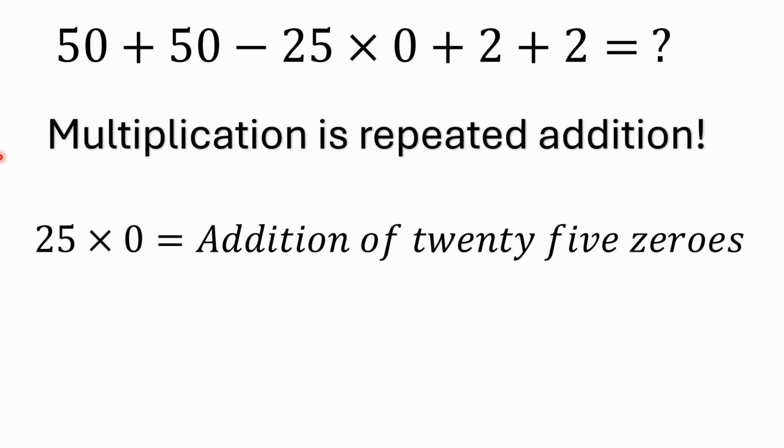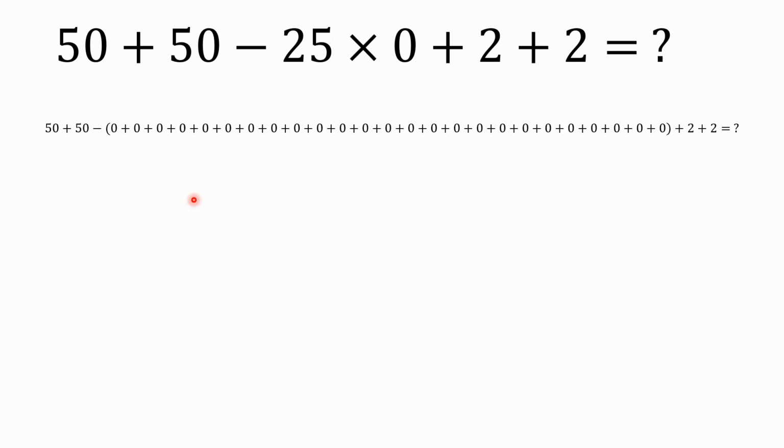Again, multiplication is repeated addition. 25 times 0 is the same thing as adding 25 zeros. So here I could replace this minus 25 times 0 and just have my negative sign here and then add 25 zeros. I've got them in parentheses because the negative sign goes to all the zeros, but there's really no difference. If you add and subtract all this up, you'll still get 104, because there's no difference between 25 times 0 and me writing it out this way.